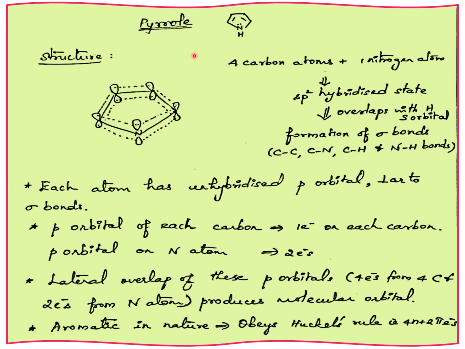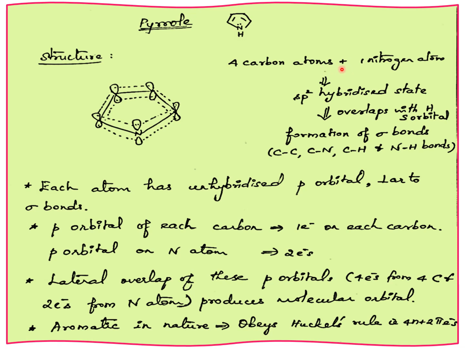First, let us see about pyrrole and its structure, and its properties we can see in upcoming slides. This is the general structure of pyrrole, a 5-membered ring with nitrogen as a heteroatom. That is, this structure contains 4 carbon atoms. Along with that, 1 nitrogen atom is there.